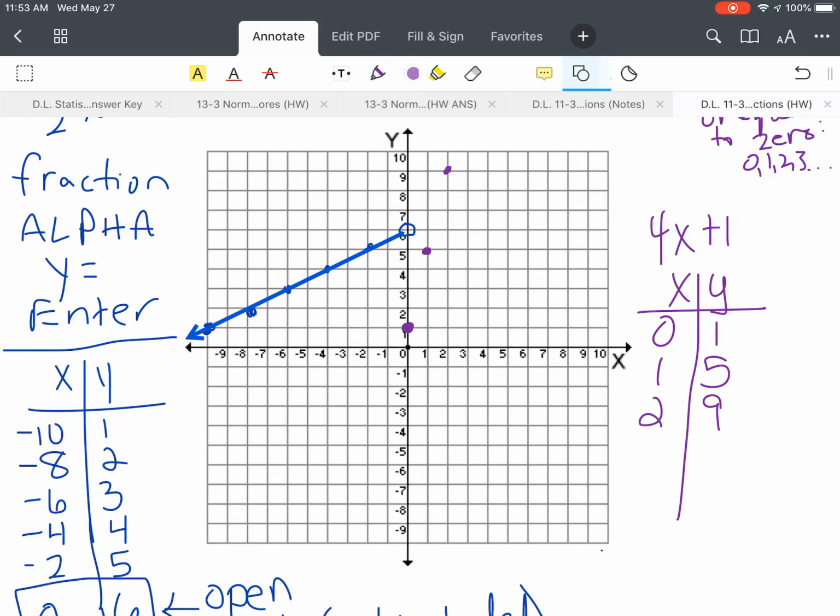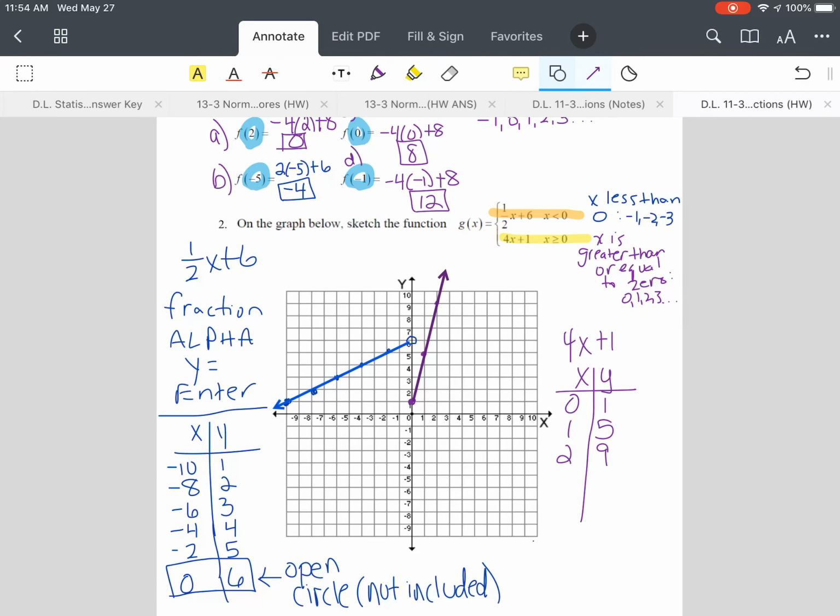And then I'm going to make an arrow. In this case, I'm going greater than 0, so my arrow points to the right. So the blue one, my arrow pointed to the left because I was less than 0. Less than means I'm going to the left. And the purple one that I graphed, my arrow is going to the right of the line, because I'm graphing anything greater than 0. Okay, that's it. So again, make sure that you submit this.